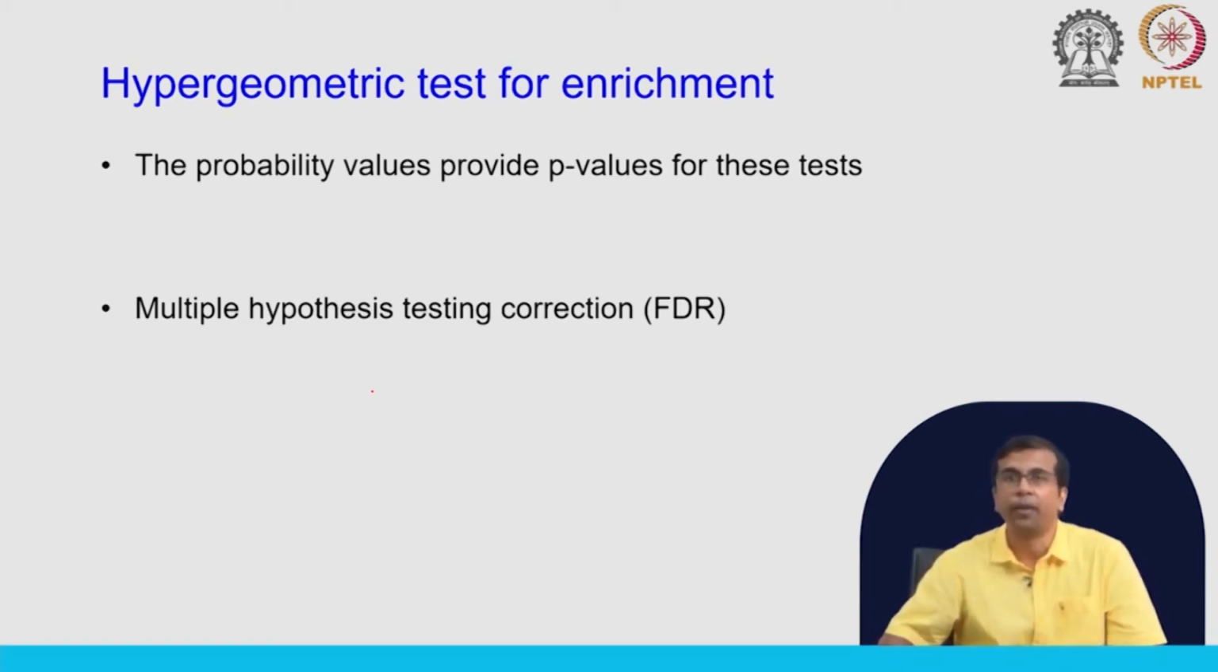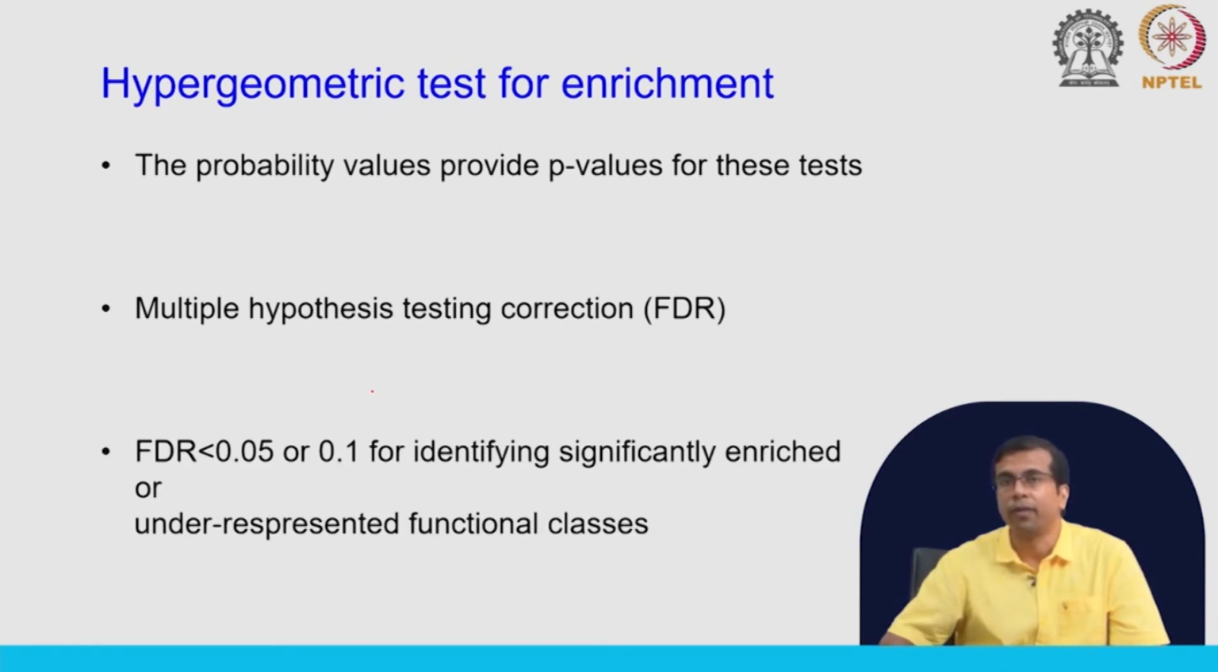So, we would have to do the multiple hypothesis testing correction we just talked about, and usually we use FDR correction. Again, we can tolerate certain false positives, maybe 5-10%. So, it is okay, we use this FDR correction. So, again we set this FDR less than 0.05 or 0.1 for identifying significantly enriched or underrepresented functional classes in the list of differentially expressed genes.